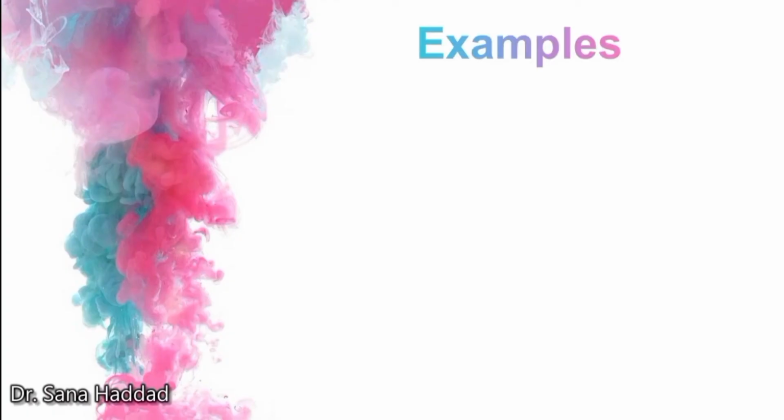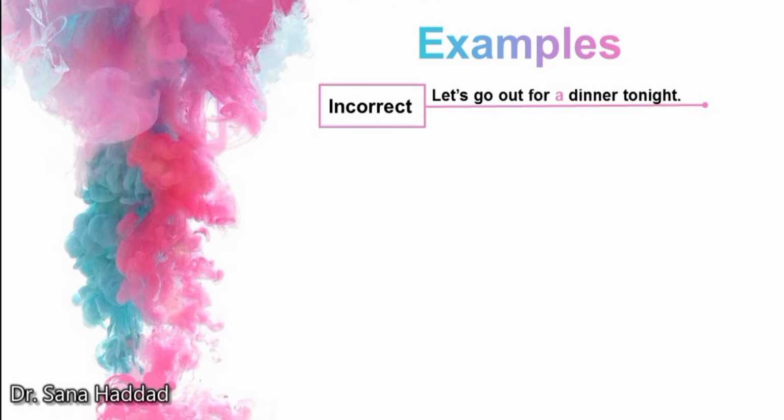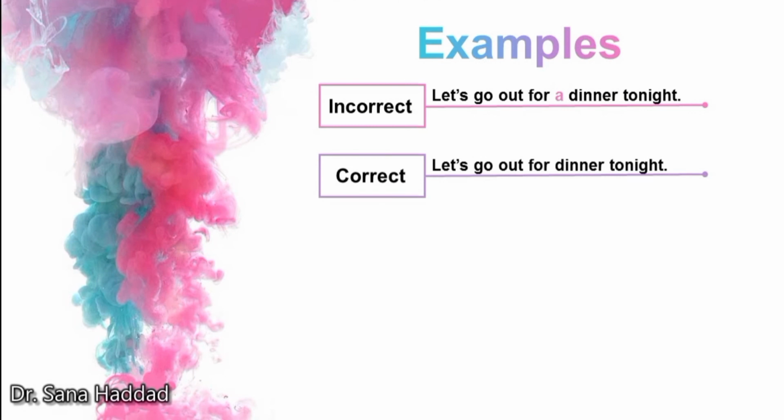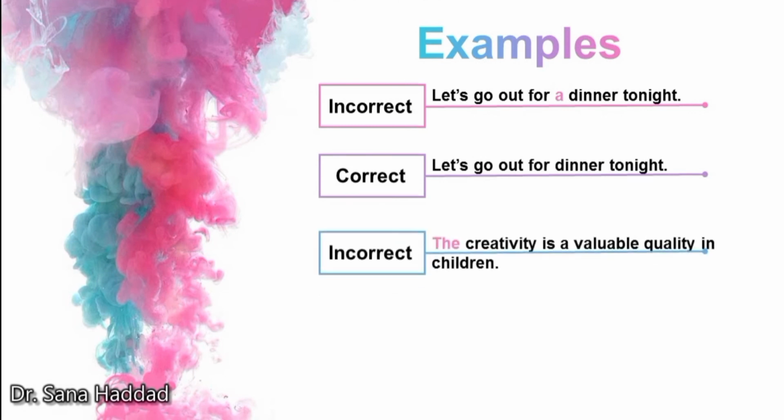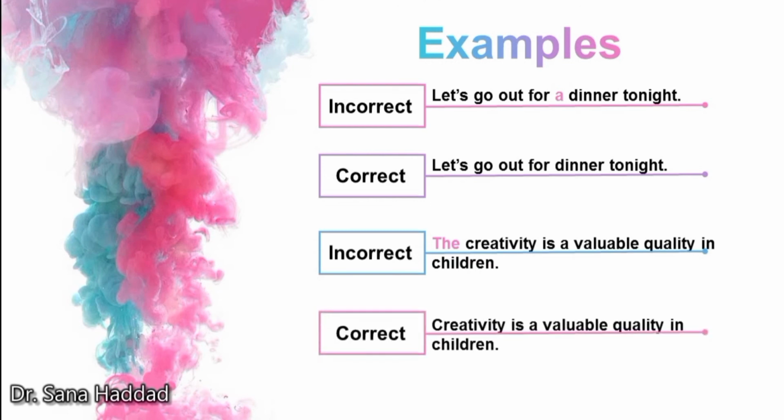Here are some examples. It's incorrect to say, "Let's go out for a dinner tonight." Instead, we say, "Let's go out for dinner tonight." It's incorrect to say that creativity is a valuable quality in children. Instead, we say, "Creativity is a valuable quality in children."